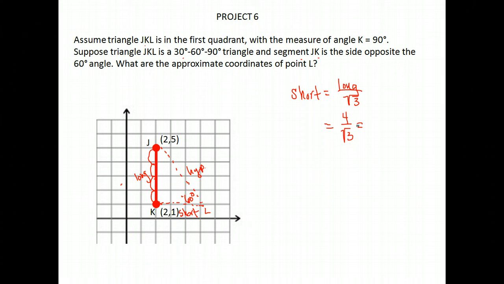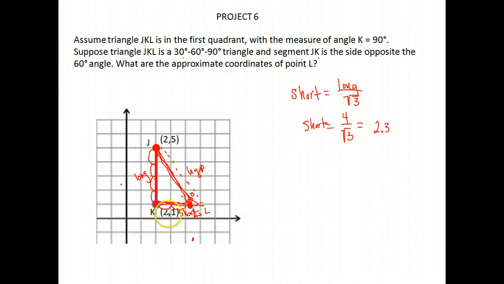So I just take my calculator and I do that. So I get that the short leg is 2.3. Okay, so where would that put L? It needs to be 1, 2, and then 0.3 away. So it's going to be about right there. And I can go ahead and draw in my triangle better. So here's my triangle.